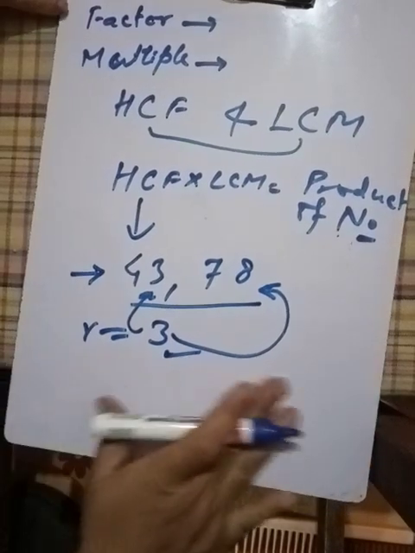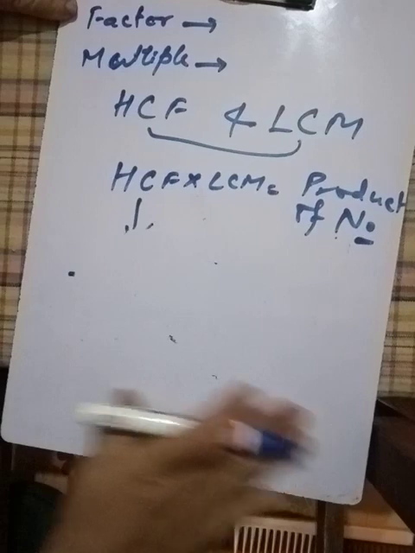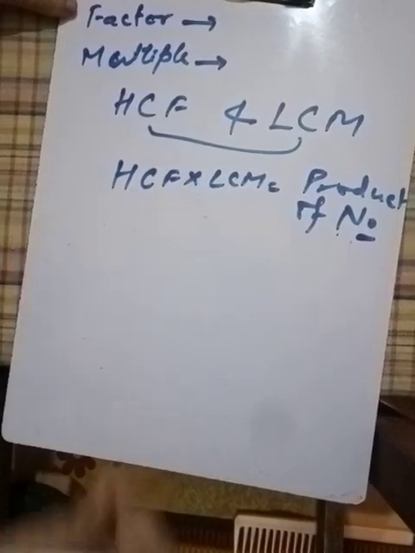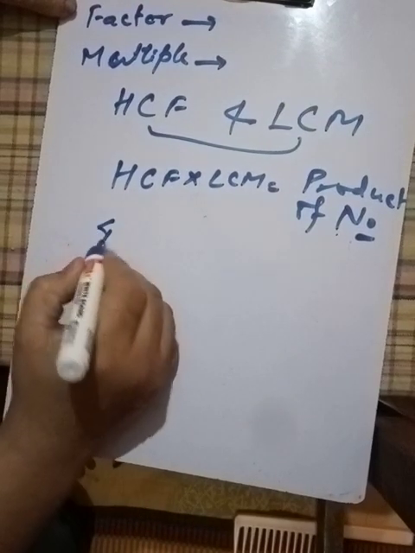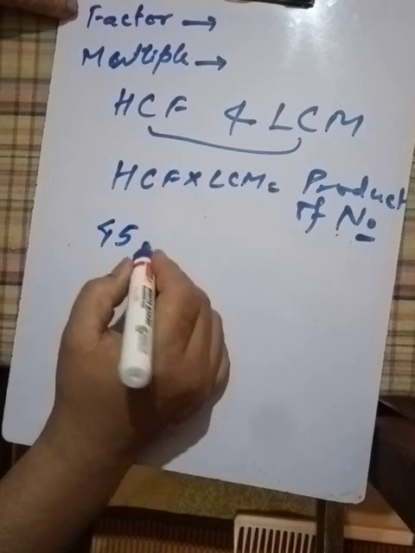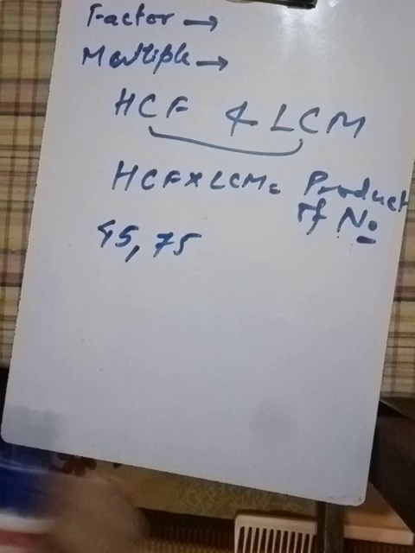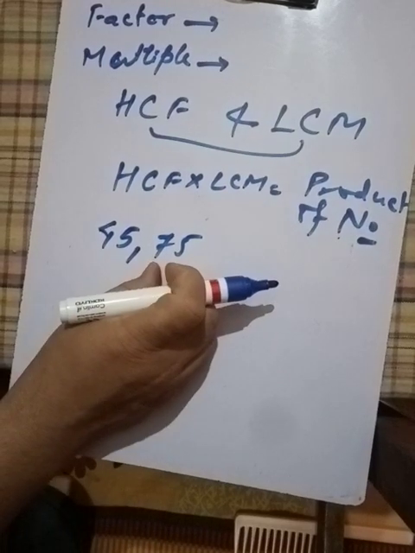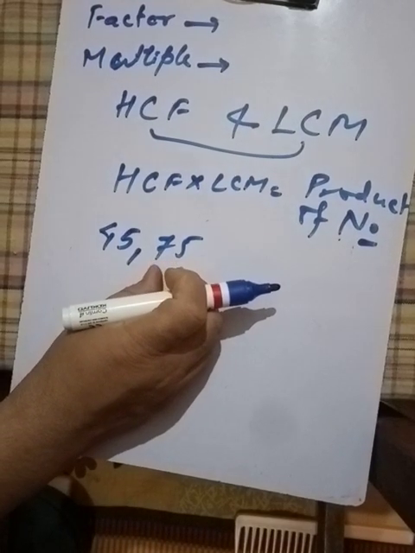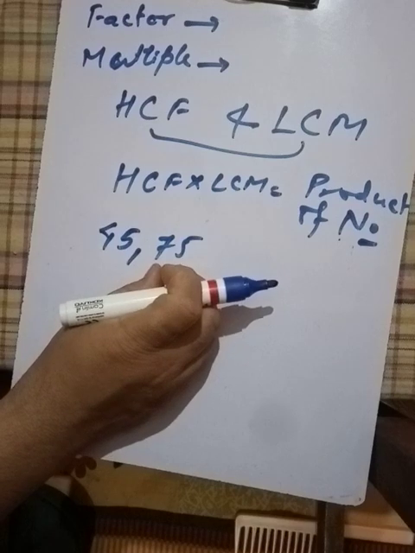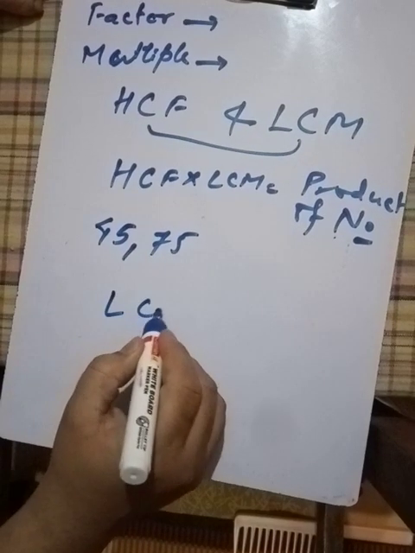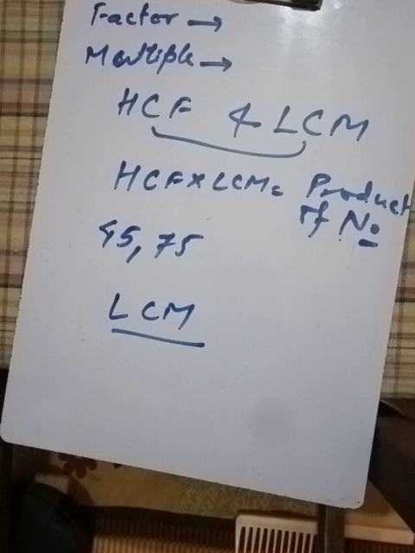And suppose the question is given in the form, find the smallest number that is divisible by 45 and 75 exactly. In this situation, whatever number will be there, either it will be greater than 75 or equal to 75. So my answer will be, in this case, LCM. So this will be the clue for that type of question.